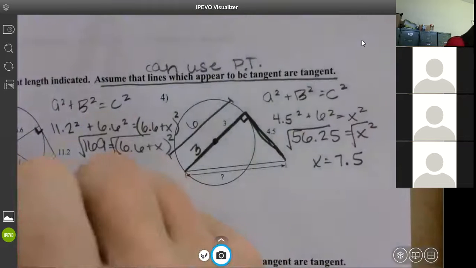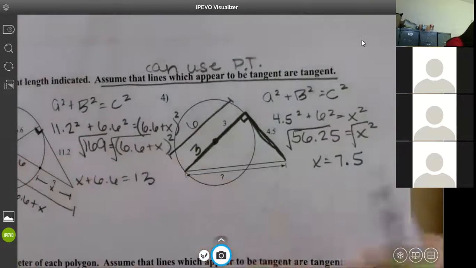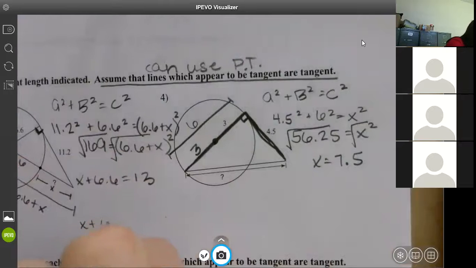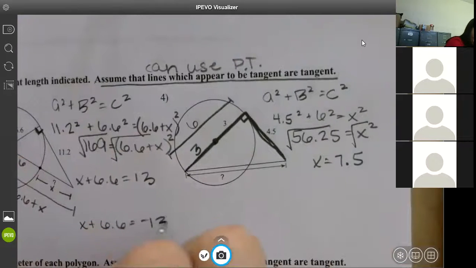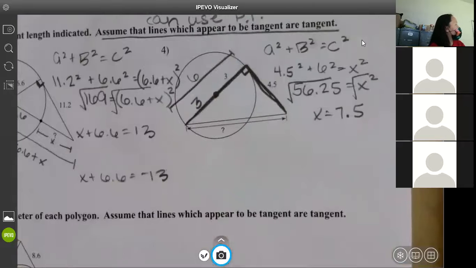But remember, I not only have a positive 13, but I have a negative 13 as well. Okay, so you have to have both. Sometimes it'll give you one answer, sometimes it'll give you 2, sometimes it won't give you any. We'll check it out. So how do I solve the first one?